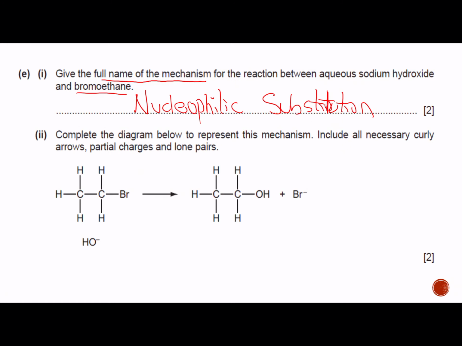So then complete the diagram below to represent this mechanism. Include all necessary curly arrows, partial charges, and lone pairs. So point number 1, partial positive, partial negative. Point number 2. Points achieved.